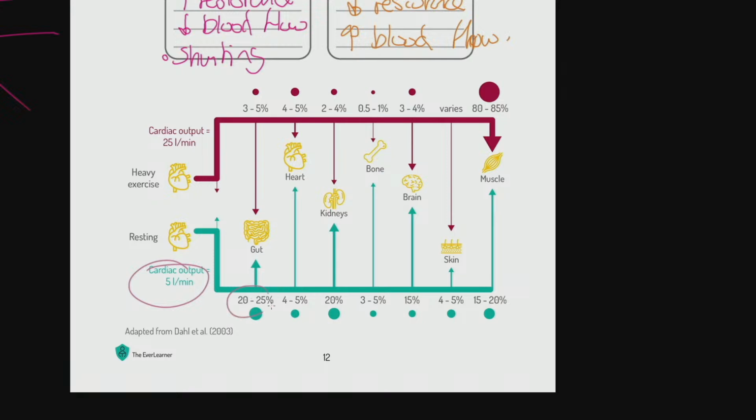Notice 25% is going to the guts. 5% is going to the heart. Kidneys are getting a bunch. The bone's getting a bunch. The brain's getting a bunch. The skin's doing well. And our muscle, even though this seems like a decent number, okay, this is relatively low, because when we then go to heavy exercise, and we've imagined the cardiac output to be 25 litres, notice what the figure now shows for skeletal muscle. The skeletal muscle now receives 80 to 85% of a much larger volume. This is a massive increase in delivery of blood to the muscle.